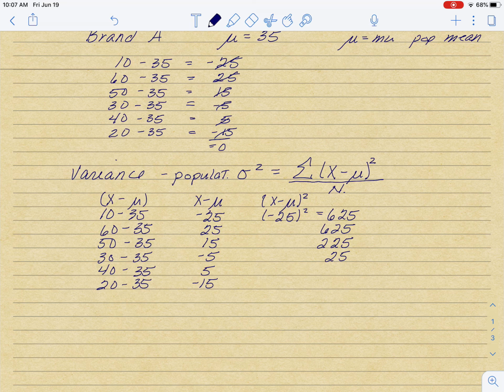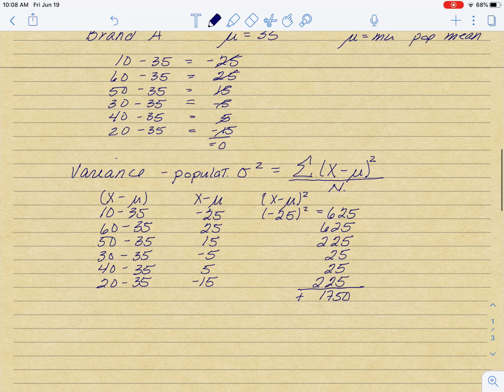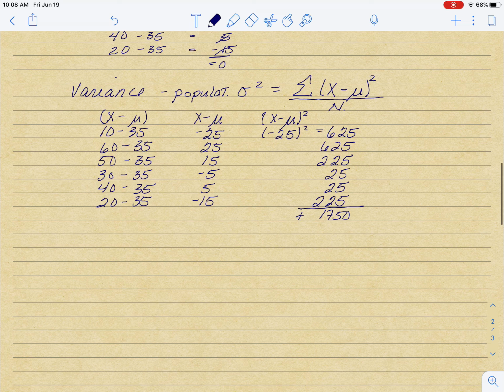5 squared is 25, 25, and 225. Okay. Now we want to add up all those values. So 625 plus 225 plus 25, 25 plus 225. And that gives us 1750. Now, once we have that sum, we divide that sum by the number of data points that we have.